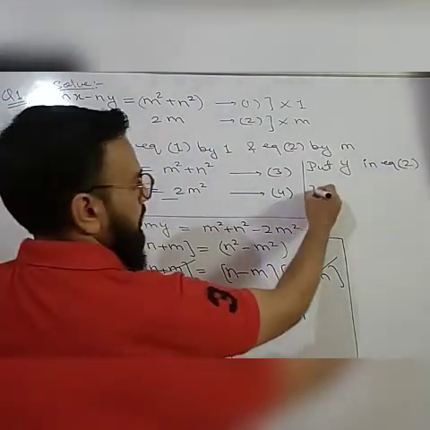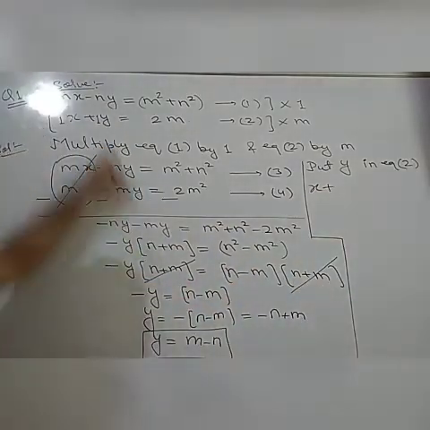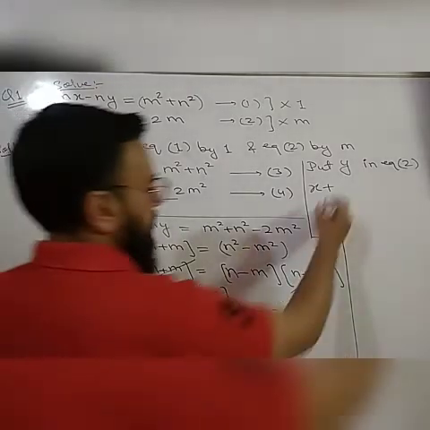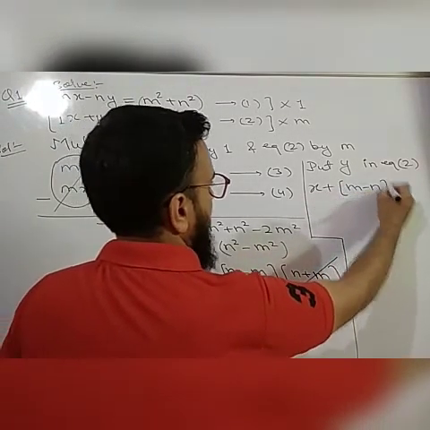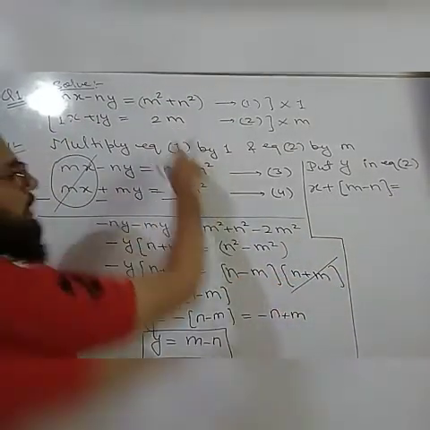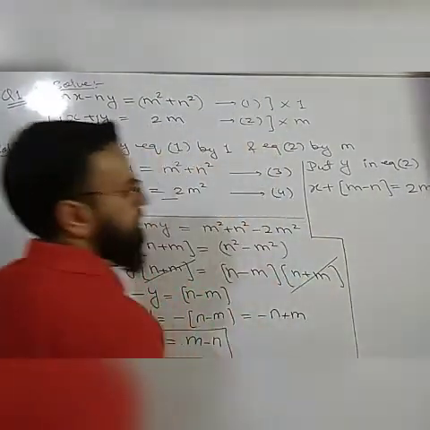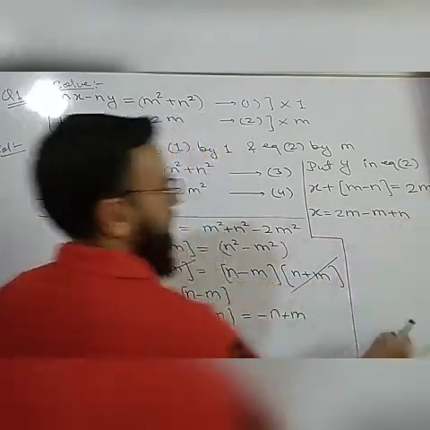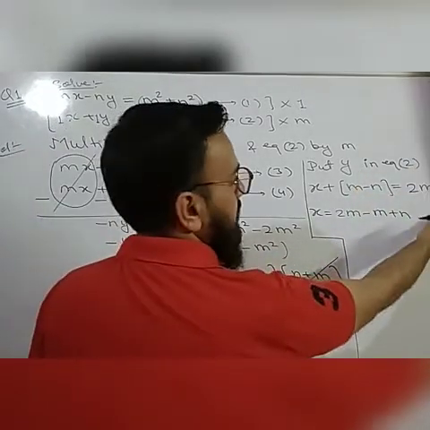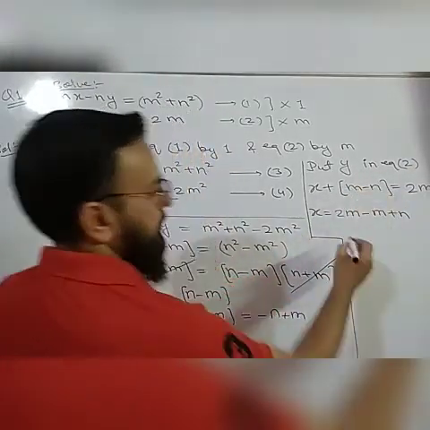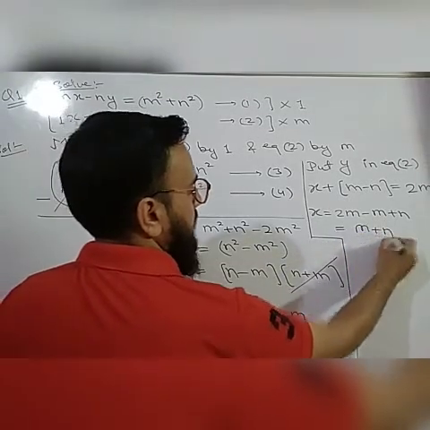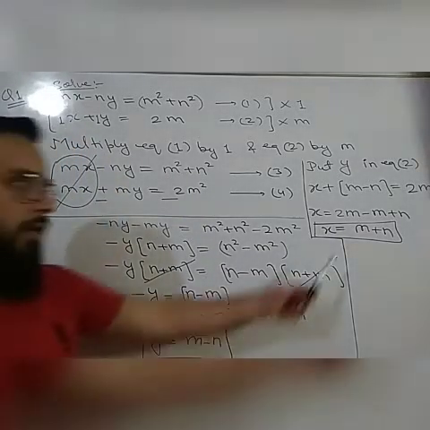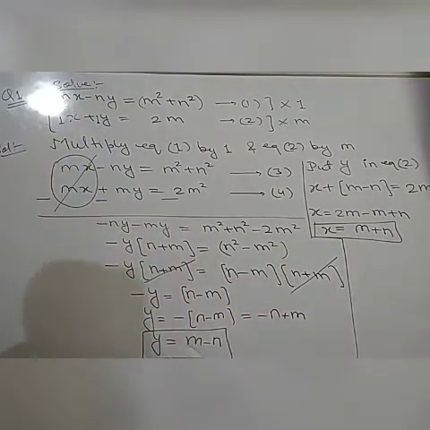So we will get x plus, here it is y. So in place of y we will put m minus n. So it will be x plus m minus n is equal to 2m. Now x will be equal to 2m minus m plus n. Then we will take this term on the right hand side, then it will be minus m and plus n. So we will get m plus n. Okay, so the answer is the value of x is m plus n and the value of y is m minus n.